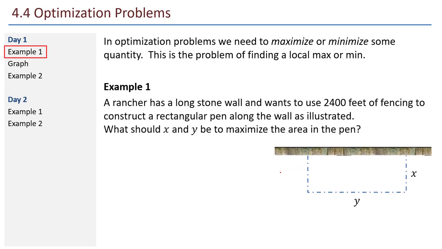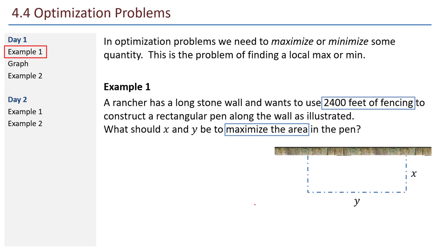Here's an example. A rancher has a long stone wall and wants to use 2,400 feet of fencing to construct a rectangular pen along the wall as illustrated. What should x and y be to maximize the area in the pen? This is a classic calculus problem. This has probably been in every calculus book ever written, so why not? Why not us? Let's do this one also.